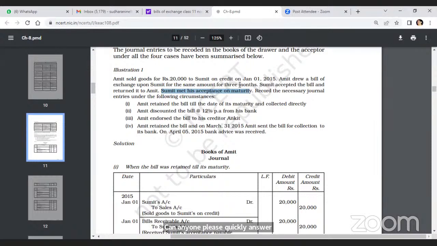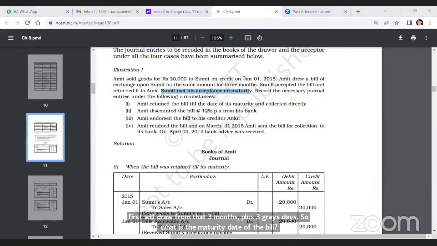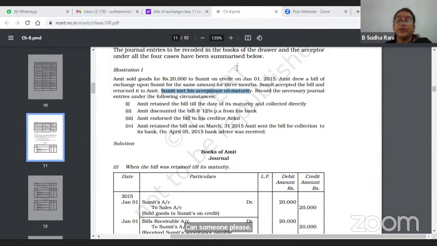April 1st, 3 months, plus 3 grace days. Someone please, quickly. Jan 1st bill drawn, from that 3 months plus 3 grace days. So what is the maturity date of the bill? April 3rd? Someone please. Very good, very good. April 4th. Very good.